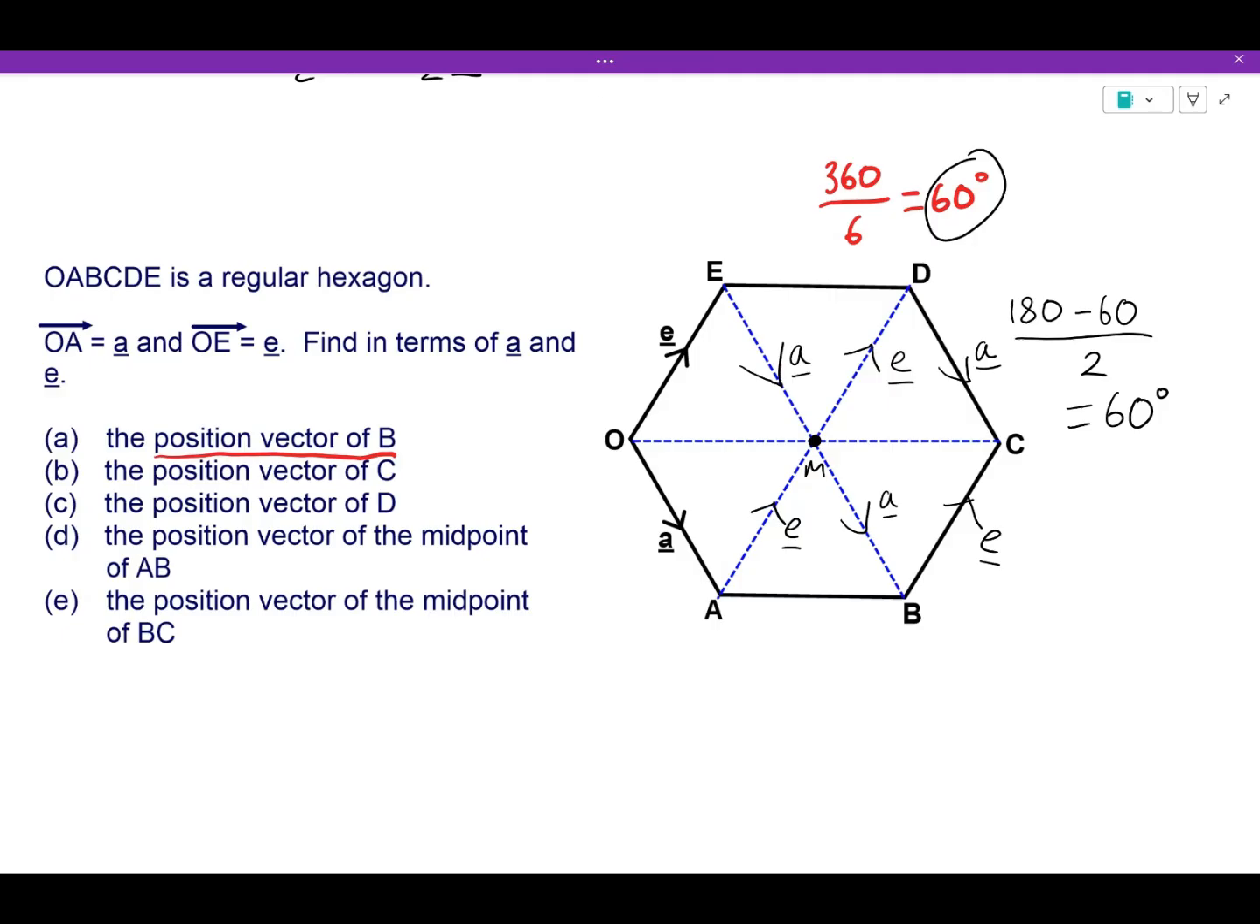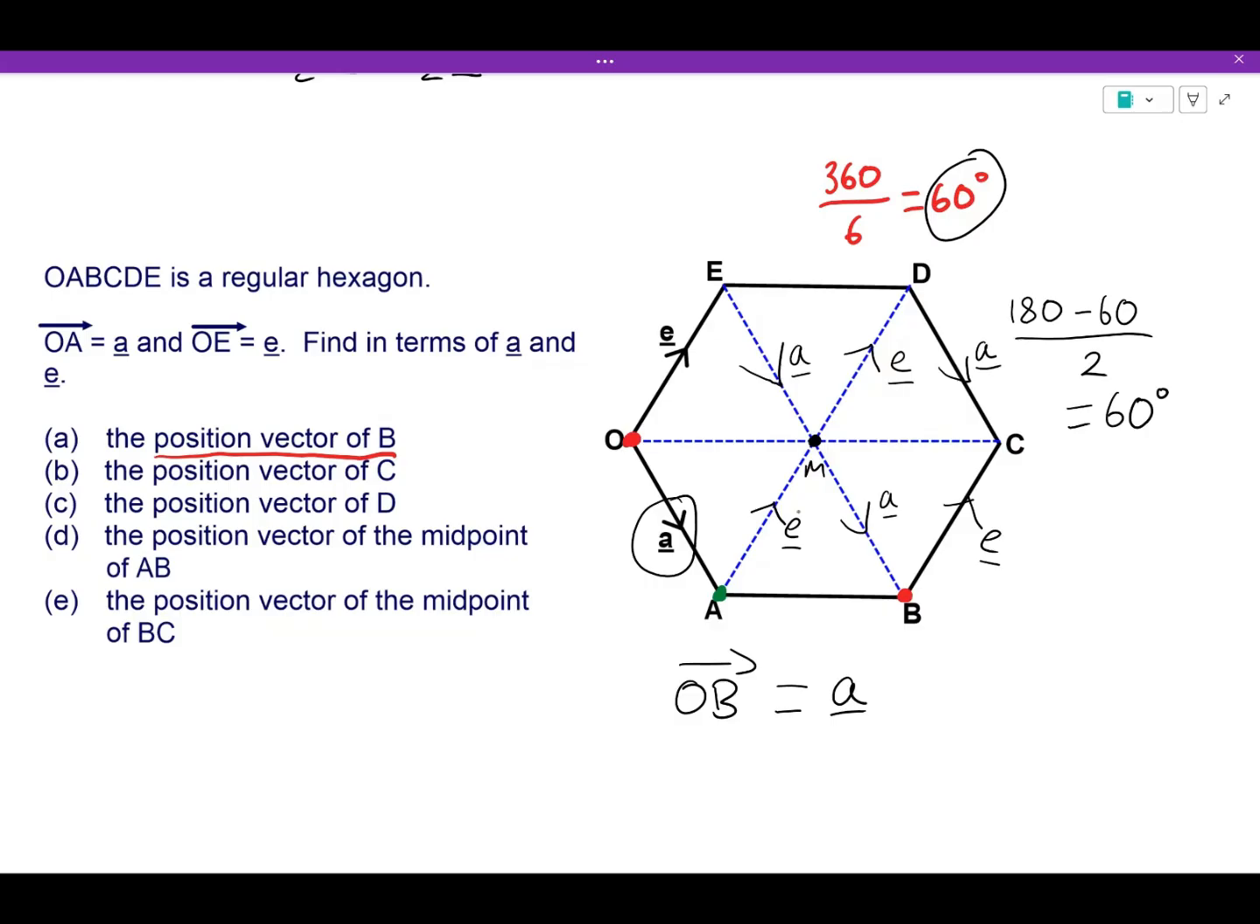So position vectors always start at the origin. So they're going from O to B. So I need to think, how do I get from this point O to this point B using the vectors I have written there? Well, we could start by going from O to A, because I know this vector here is A. And then once I'm at A, we can go inwards to M, because I can't go directly to B because I don't know that vector there.